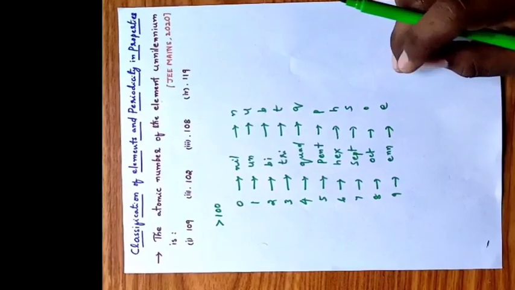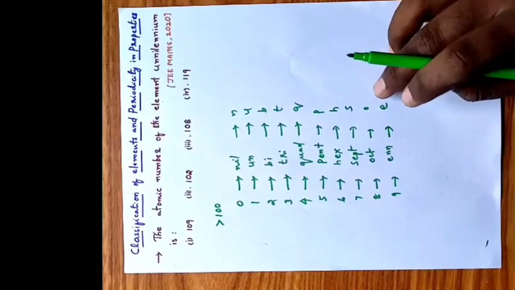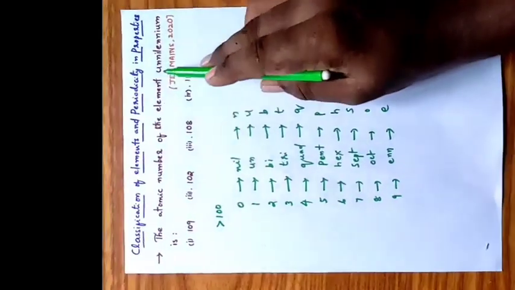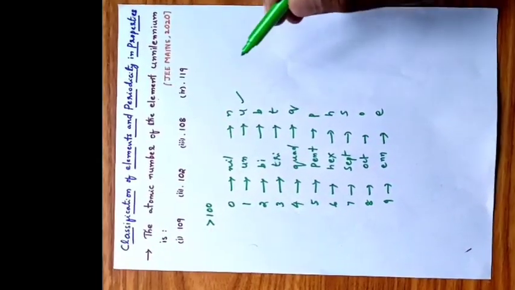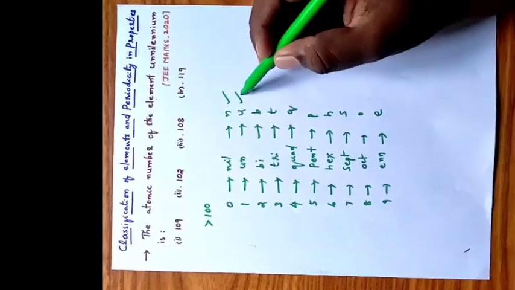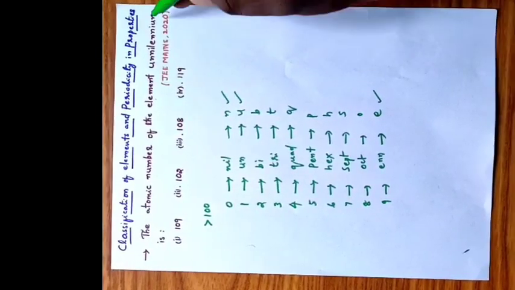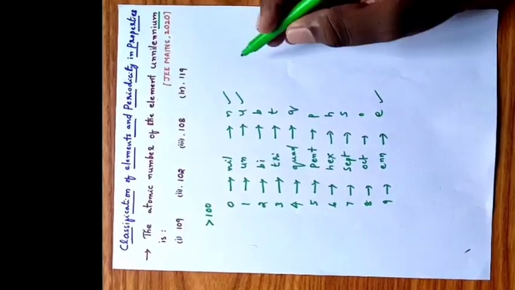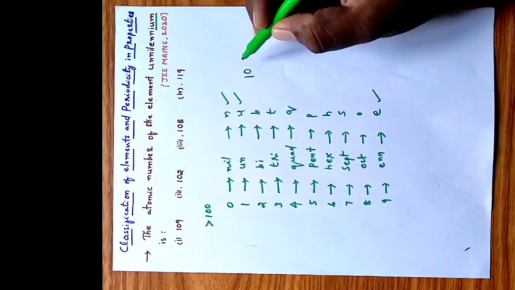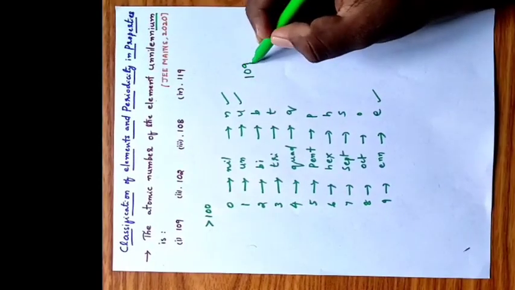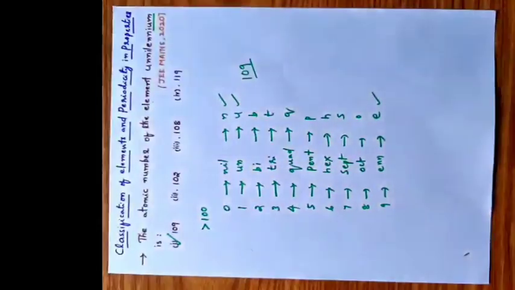So by using all these notations, we can give a name for the element which is having atomic number greater than 100. What they have given here: un, nil, enn, and ium will be common for every element. So un in the sense 1, nil in the sense 0, and enn is 9, so 109. So the atomic number is 109 and that element is unnilennium.